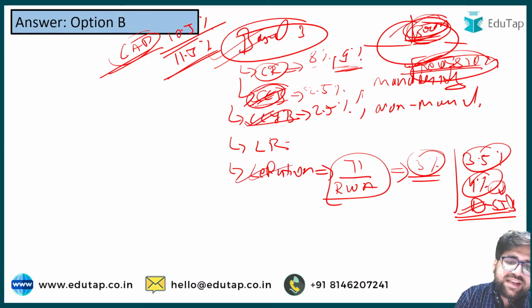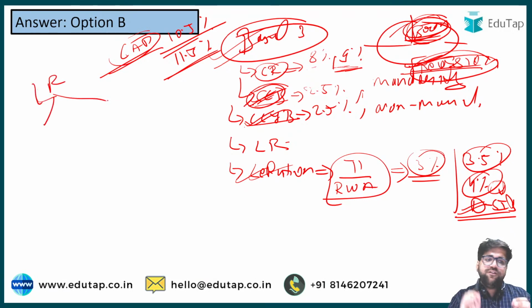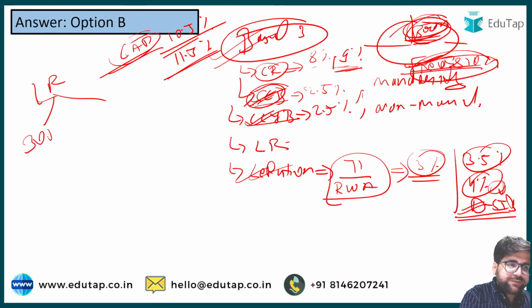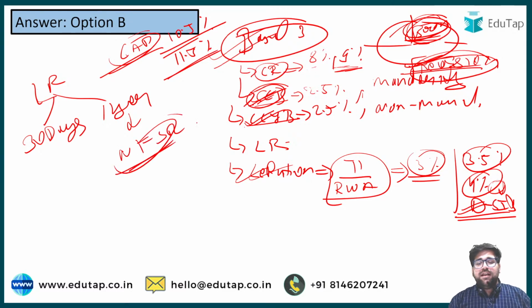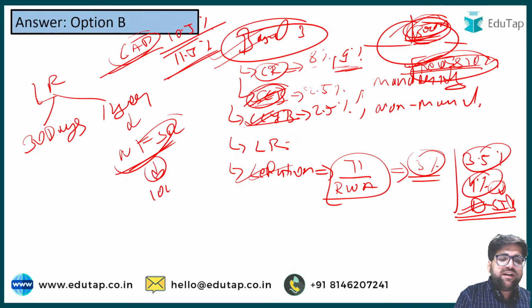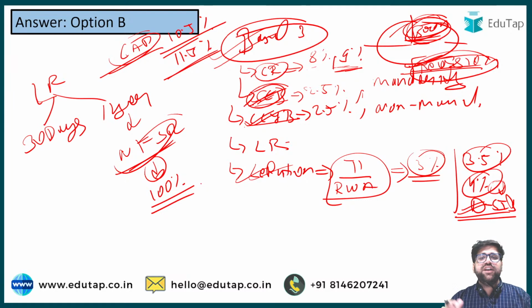Now there is the liquidity ratio. Liquidity ratio, my dear friends, has been divided into 2 parts. The first is up to 30 days and the next is up to 1 year. Under 1 year, RBI has said that you have to maintain an NSFR. NSFR means net stable funding ratio. This has to be above 100%, and this targets your liquidity for 1 year.